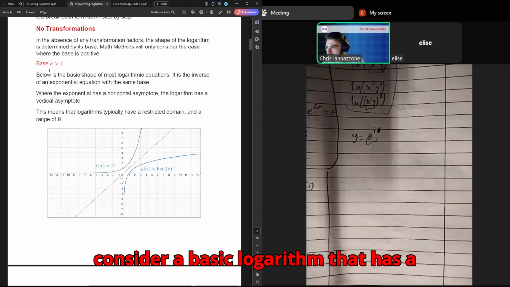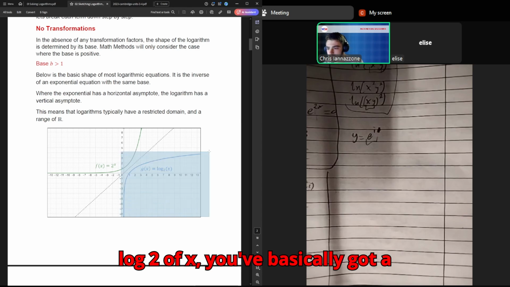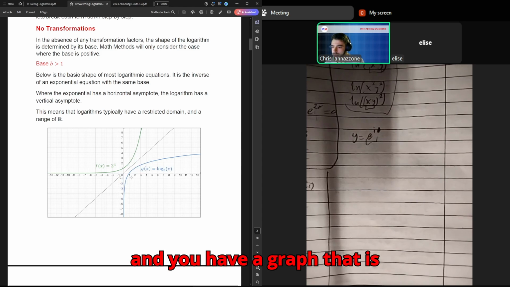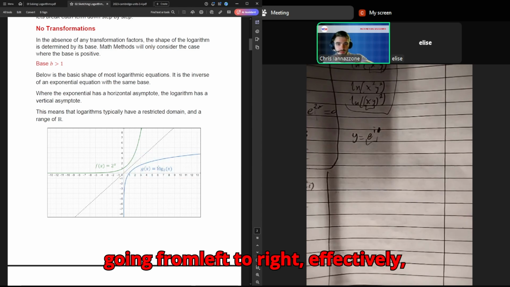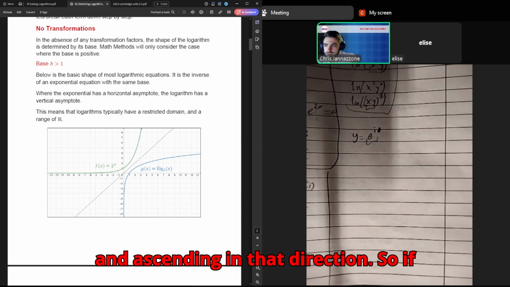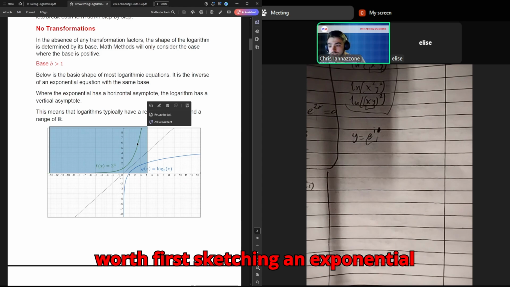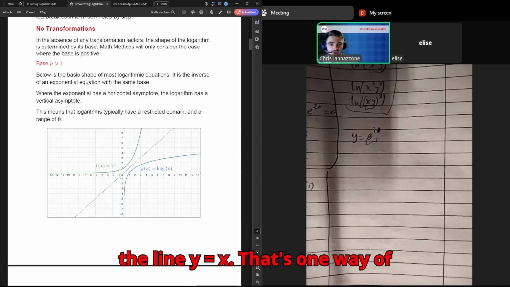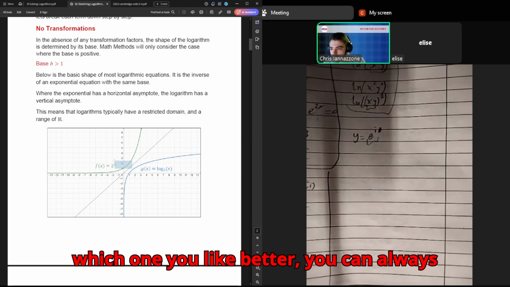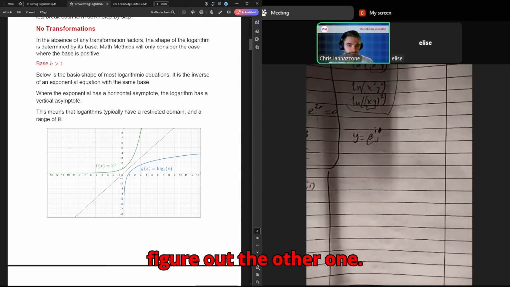If we consider a basic logarithm that has a base greater than 1, for example log 2 of x, you basically have a vertical asymptote at the origin, and a graph that is going from left to right, effectively, and ascending in that direction. So if you're ever confused on what the graph of a logarithm might look like, it might be worth first sketching an exponential equation and then just flipping that in the line y equals x. That's one way of remembering the shape. Depending on which one you memorize better, you can always flip that to figure out the other one.